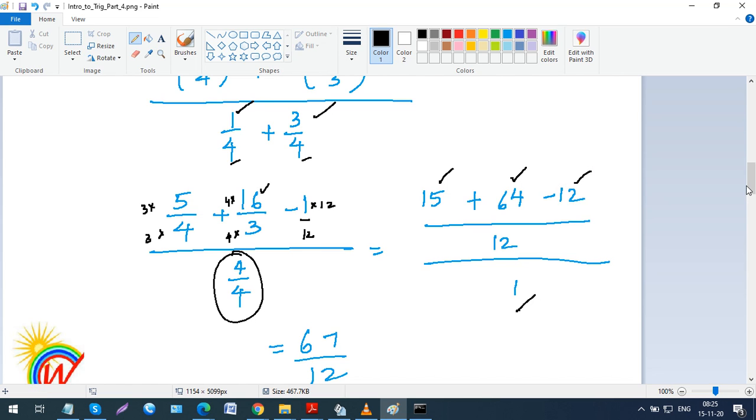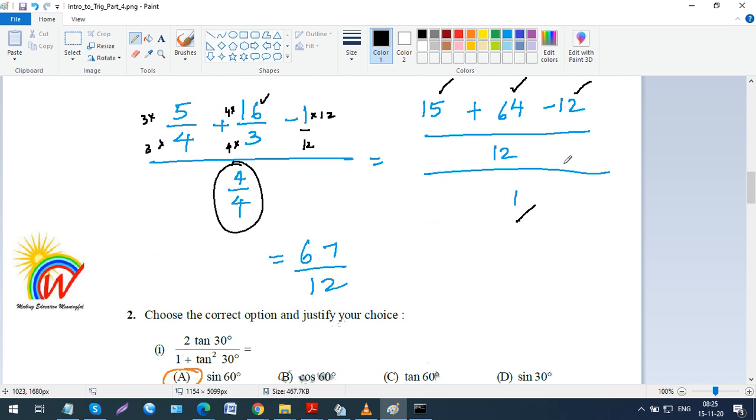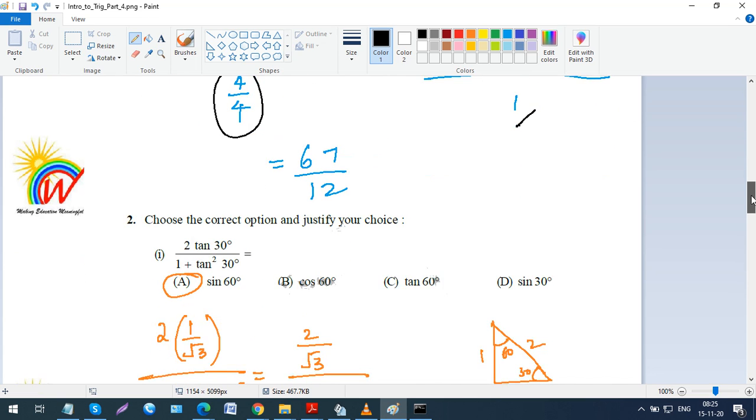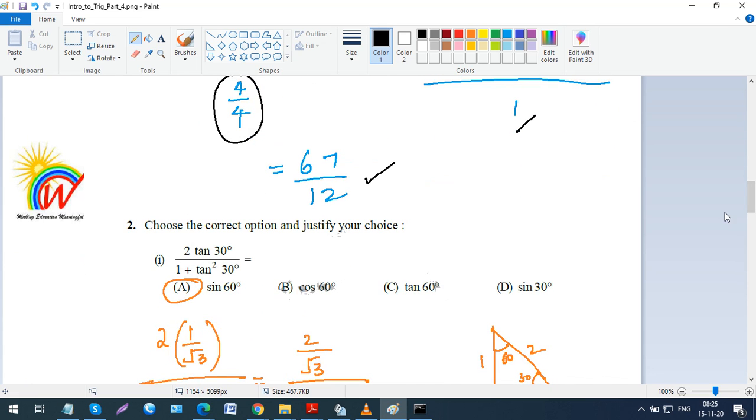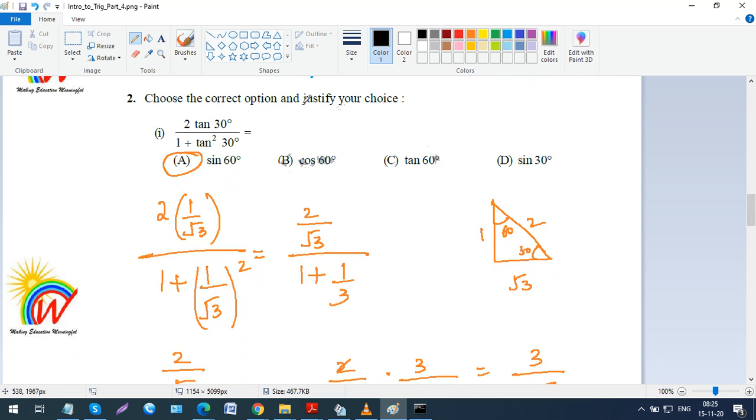Since all the denominators are 12, I can just write 12 once and write all the numerators: 15 plus 64 minus 12. That equals 67 by 12. Alright, now choose the correct option and justify your answers.